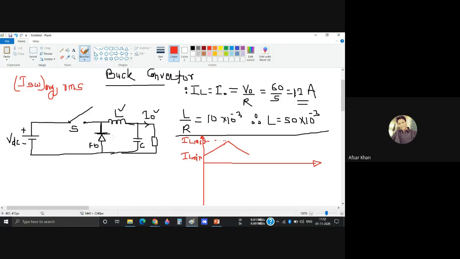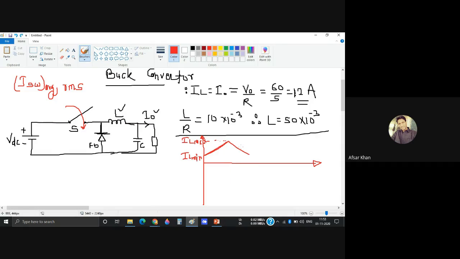When this switch is on, we get the current. When the switch is off, the current is not directly zero. In continuous conduction, it does not go to zero. This is the load current. When the switch is on, current is flowing through the inductance like this. Yes or no? When the switch is on, current is flowing through this.